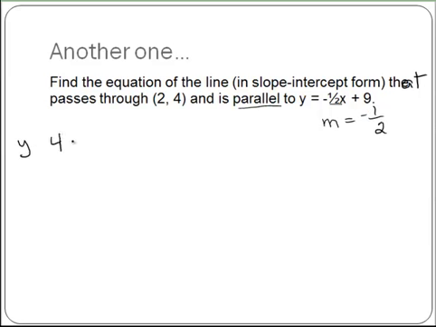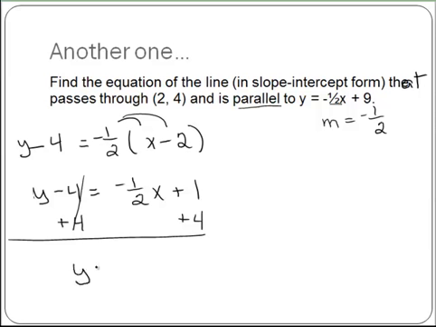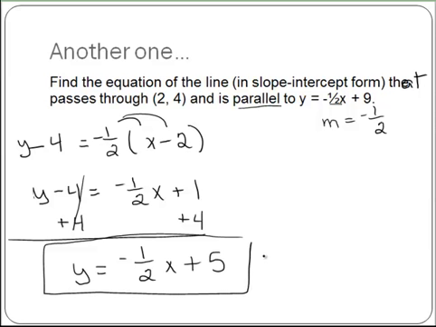y minus y1 equals m times x minus x1. So y minus 4 equals, distribute your negative 1/2, negative 1/2 x, and negative 1/2 times negative 2 is positive 1. This time they want it in slope-intercept form, so all I have to do is add 4 to both sides. This is 0. y is equal to negative 1/2 x plus 5. This is the equation of the line in slope-intercept form.